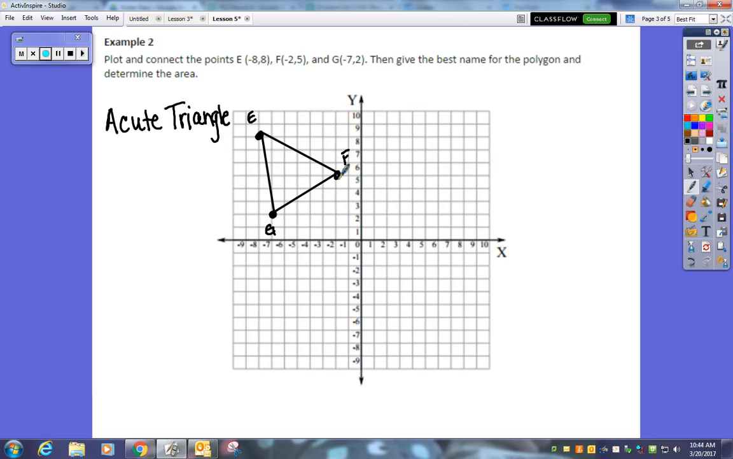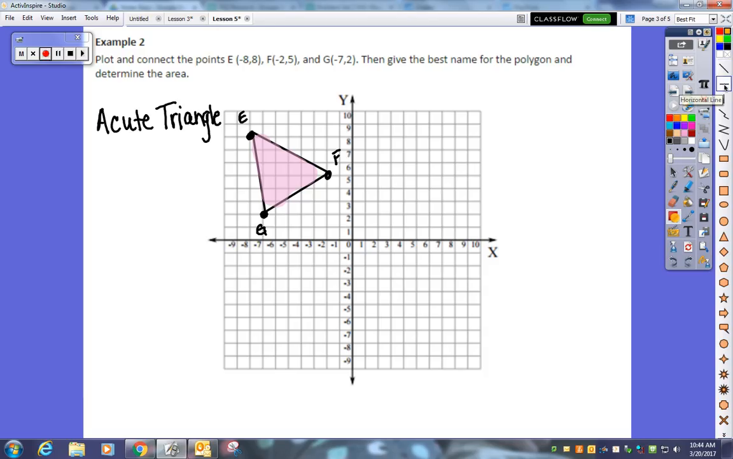So the first thing I am going to do is fill in the triangle that we're looking for. And then I am going to use my straight edge to create a rectangle that goes through all of the points of the triangle to create a rectangle around it. So notice it goes through each of the points or connects with each of the points.